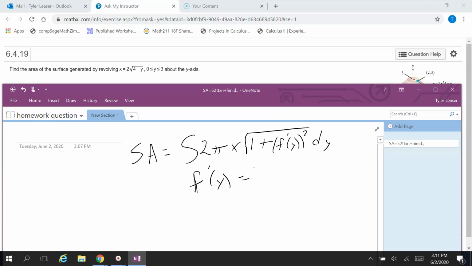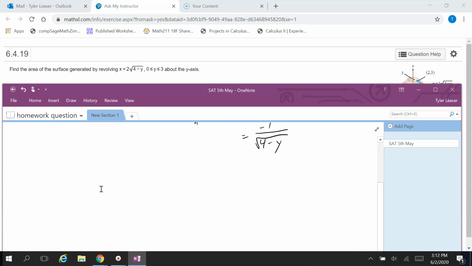If x or f of y is equal to this, then just doing the derivative real quick, 4 minus y you can think of as to the 1/2 power. Bringing down that 1/2 is going to cancel out with that 2. So now we have 4 minus y to the negative 1/2. But we have to be careful because you do have to multiply by the derivative of the inside, which is going to be a negative 1. Simplifying this down a little bit, you can move that to the bottom, and we get negative 1 over the square root of 4 minus y.